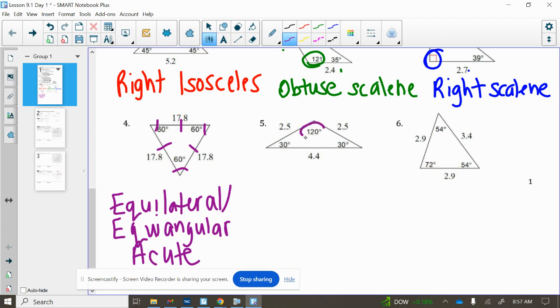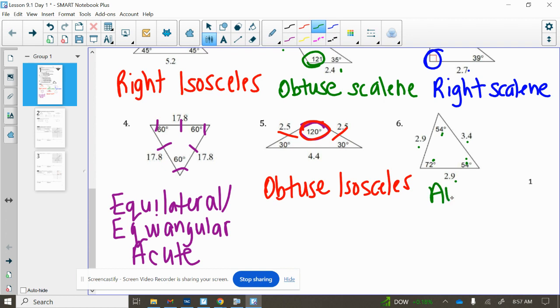Number 5, we are given an angle bigger than 90, so this is going to be obtuse. And then we have 2 out of 3 sides that are the same, so we would call this isosceles. Last but not least, we have 3 different size sides and 3 different size angles, but all of our angles are under 90 degrees. So this one is going to be acute, and our sides, because all 3 are different, would force this to be scalene.